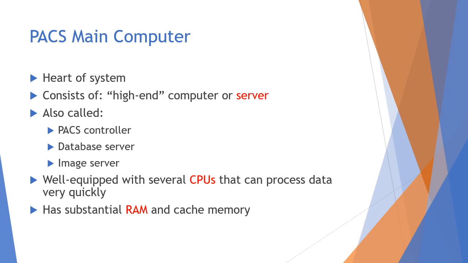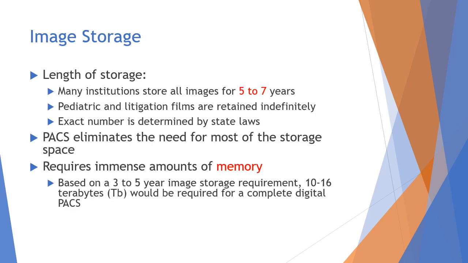The PACS is the main computer, and that's the heart of the system. It consists of a high-end computer or server, often called a PACS controller, database server, or image server. It's well equipped with several CPUs that can process data very quickly, and substantial RAM and cache memory. The length of storage: many institutions store images for 5 to 7 years. Pediatric and litigation films are retained indefinitely. The exact number is determined by state laws. PACS eliminates the need for most of the storage space and requires immense amounts of memory, based upon a 3 to 5 year storage requirement. 10 to 16 terabytes would be required for a complete digital PACS system.